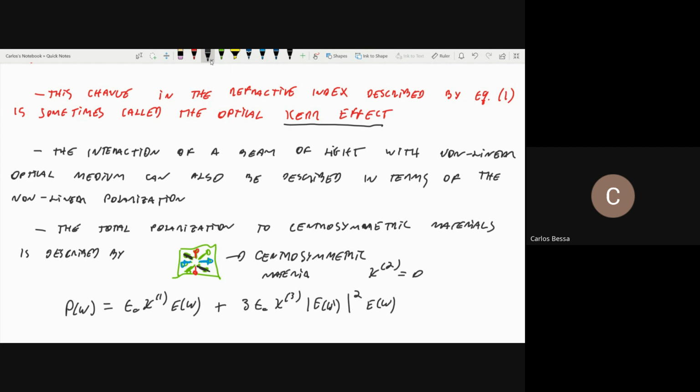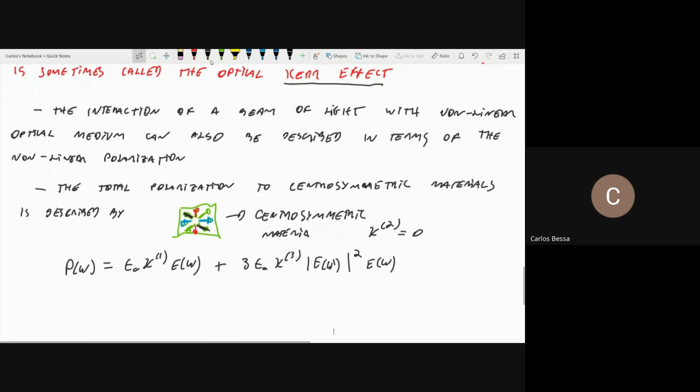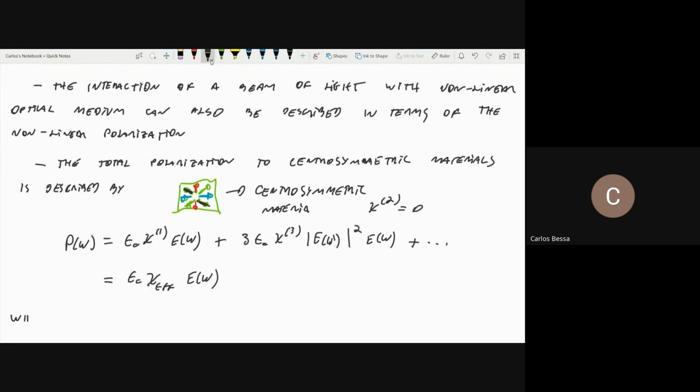Omega. Okay. And you have other terms. So in general, we could write this as epsilon 0, Q, I'll call Q effective, F E omega, where chi effective was defined as chi1 plus 3 chi3 e squared.